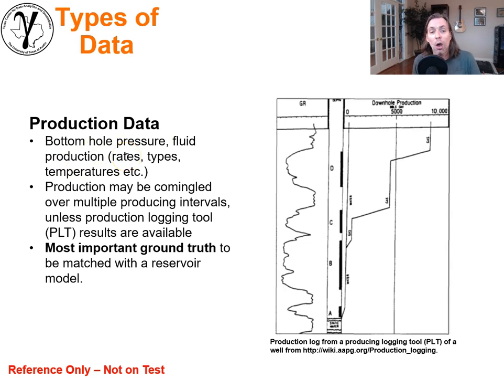One challenge we have is often production is going to be commingled over long completed segments of the well, and we may not know exactly where it's coming from. We may have the ability to use production logging tools, PLTs, like the one shown here, where you pull the tool up and it can tell you the flow rate. And then we're able to look at a cumulative production curve right here.